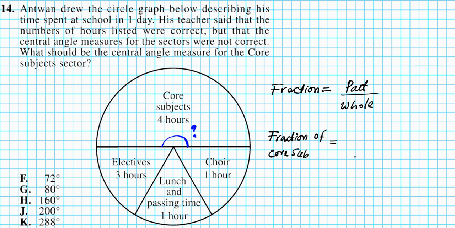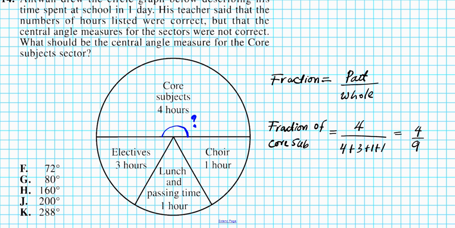Okay, so fraction of core subjects, how much time was spent for core subjects? 4 hours. And then how many hours for the whole school day? You just add all the times, right? So 4 plus 3 plus 1 plus 1. Okay, so that gives us 4 over 9. 4 over 9 represents the fraction of hours of the whole school day that was spent on core subjects. Now we are to represent that using degrees.